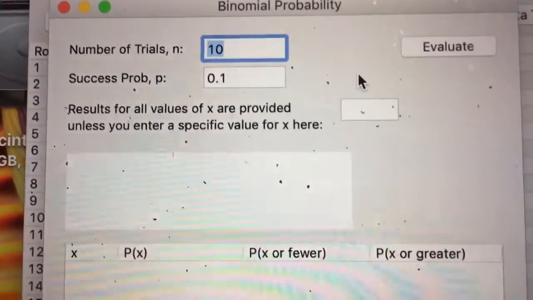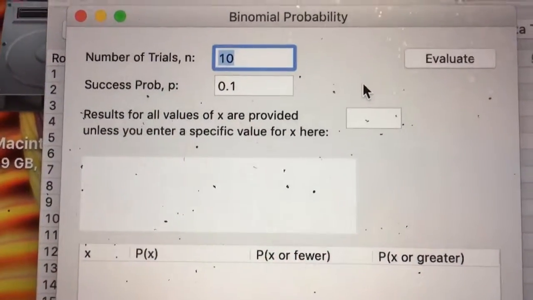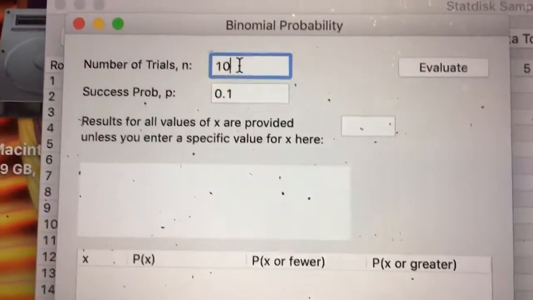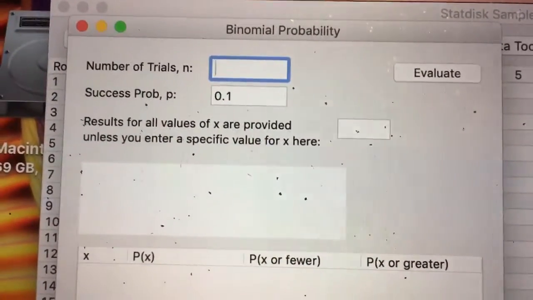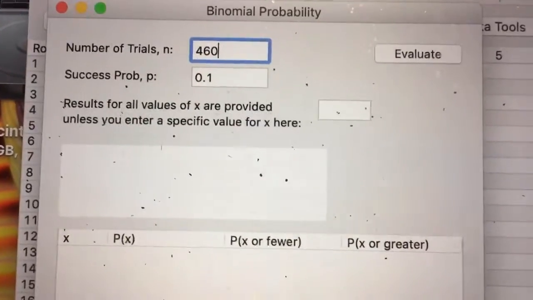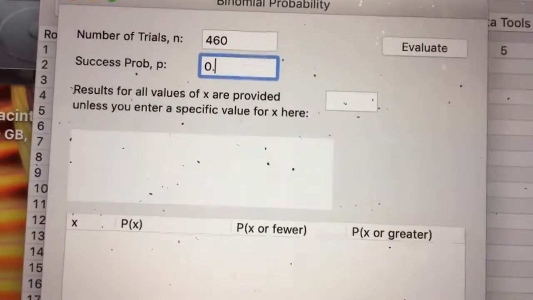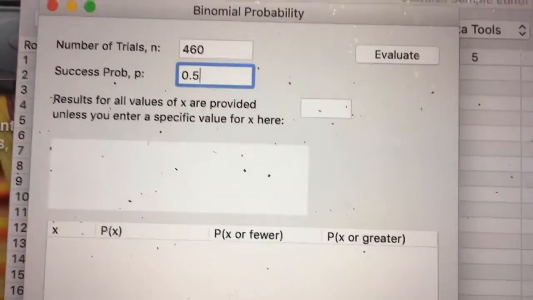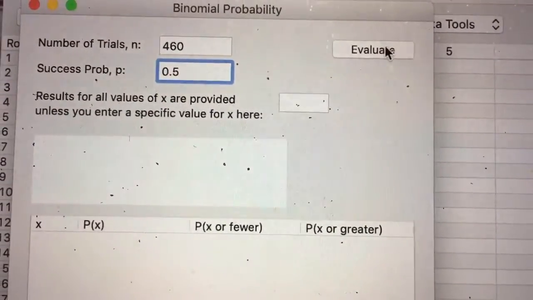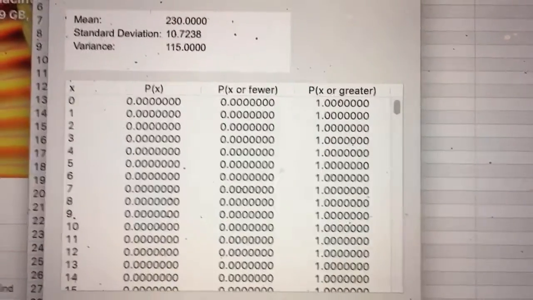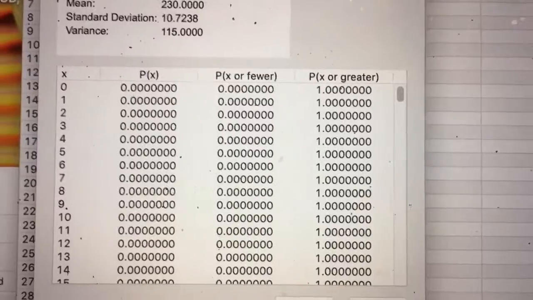Okay, so then I get this cool little screen, number of trials, and we're going to do the 460 trials that we just finished doing. Okay, so we're going to do 460, and we're going to do the success probability, remember, was 0.5 on this one, 0.5, and then we're going to evaluate. And then we get this cool chart, automatic. So now, look at what happens.